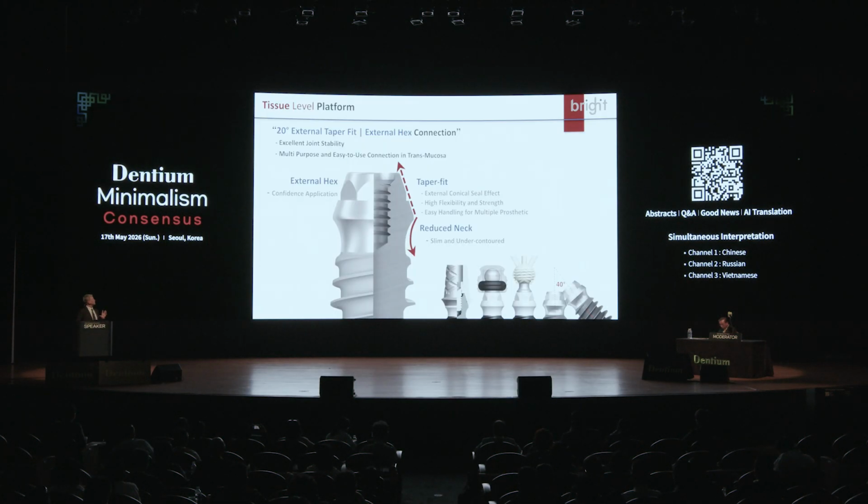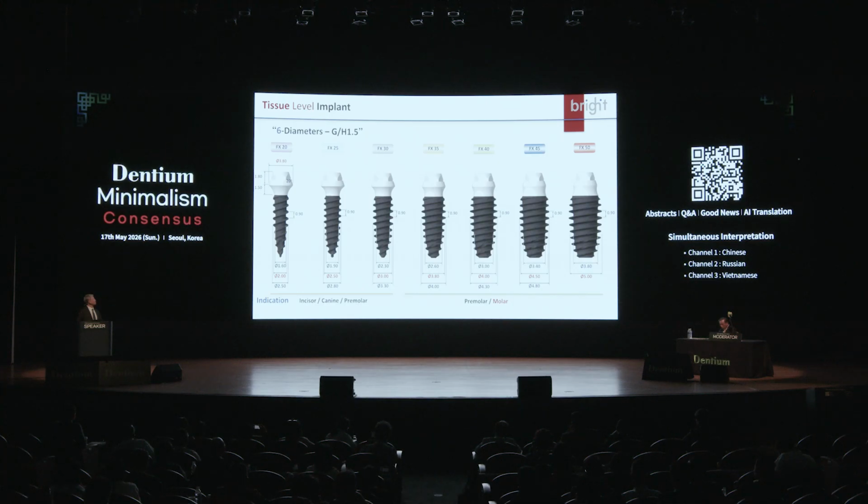This is a tissue level implant with 20 degree tapered walls and a very stable connection. With that, we have a single platform that can be used from the anterior to the molars. But for the emergence profile in the molars, sometimes we place it a little bit deeper.